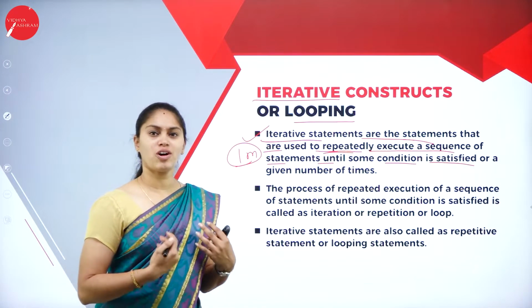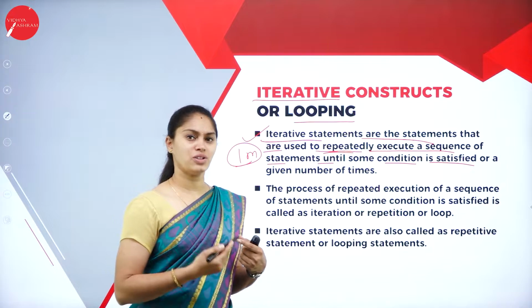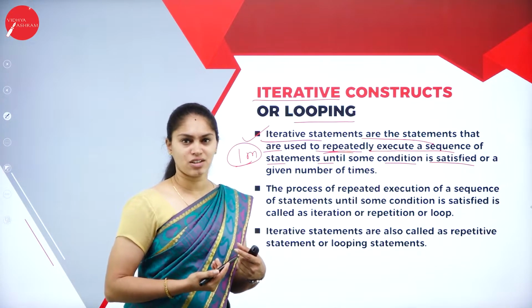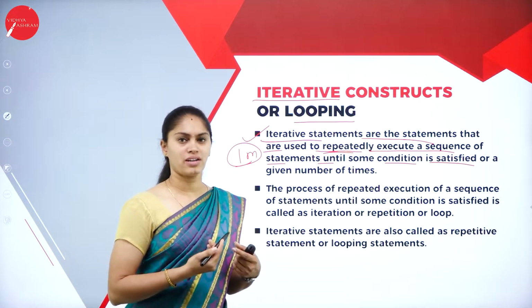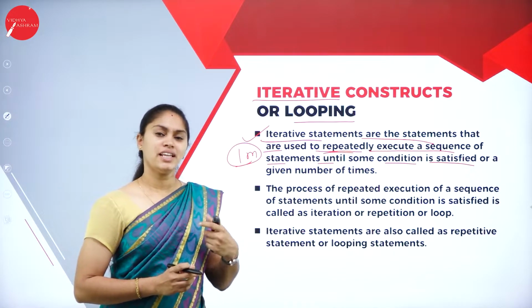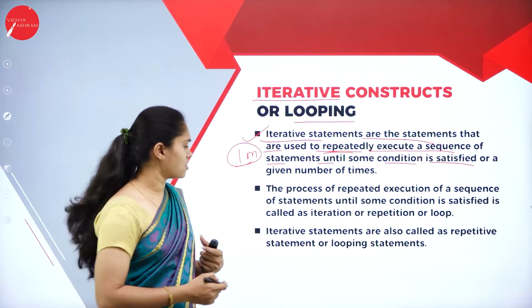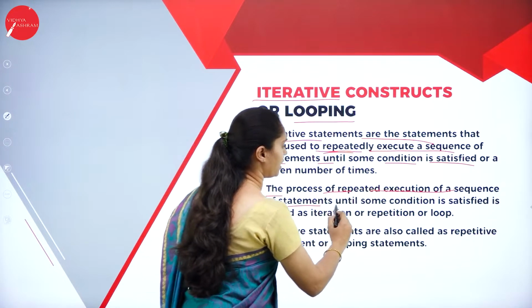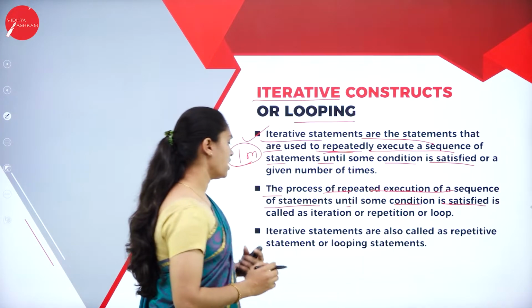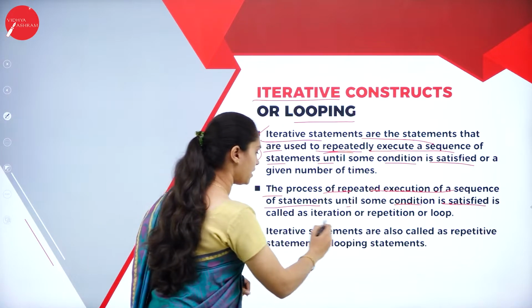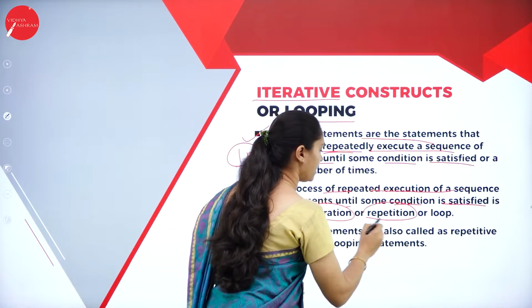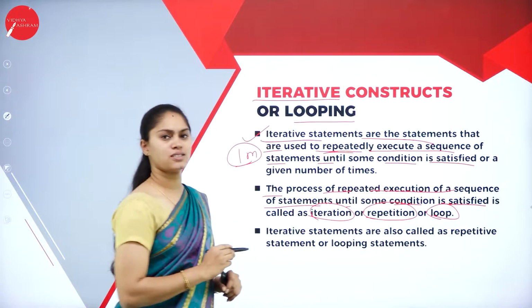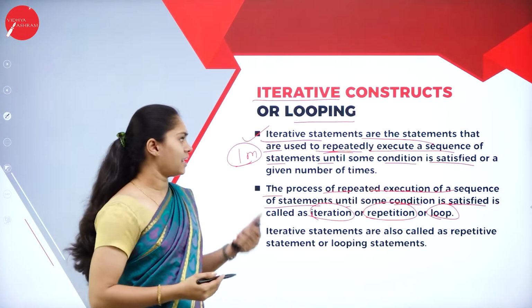Then what do we call this process? If I am repeatedly executing several sets of statements more than one time or a particular number of times, what is that process called? The process of repeated execution of a sequence of statements until some condition is satisfied is called iteration, and it is also called repetition or looping. So we have synonyms for this: iterative construct.